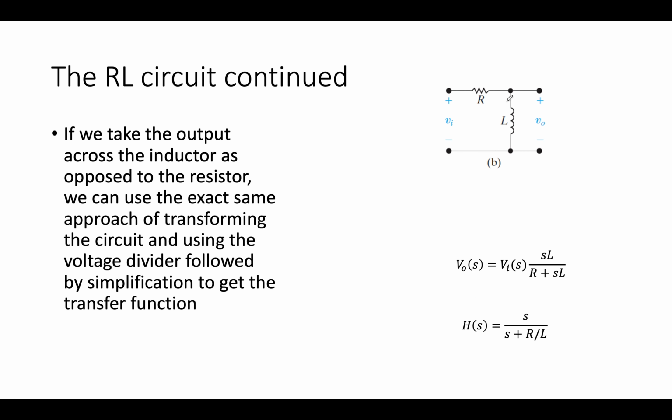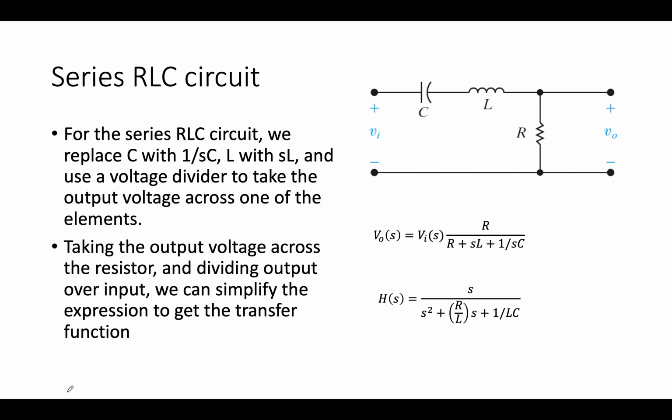Likewise, you can do the same thing, take the output across the inductor instead, and you get a transfer function with an S in the numerator, but the denominator, once again, is the same. R over L is in our denominator, so our pole for this transfer function would be at minus R over L. Remember that the pole is the values that make the denominator go to 0. It's the roots of the denominator.